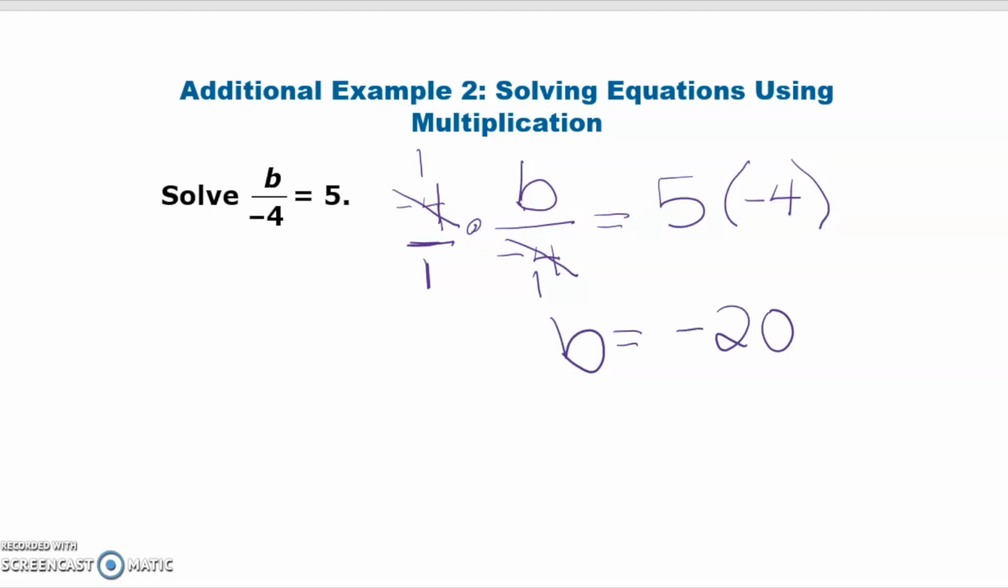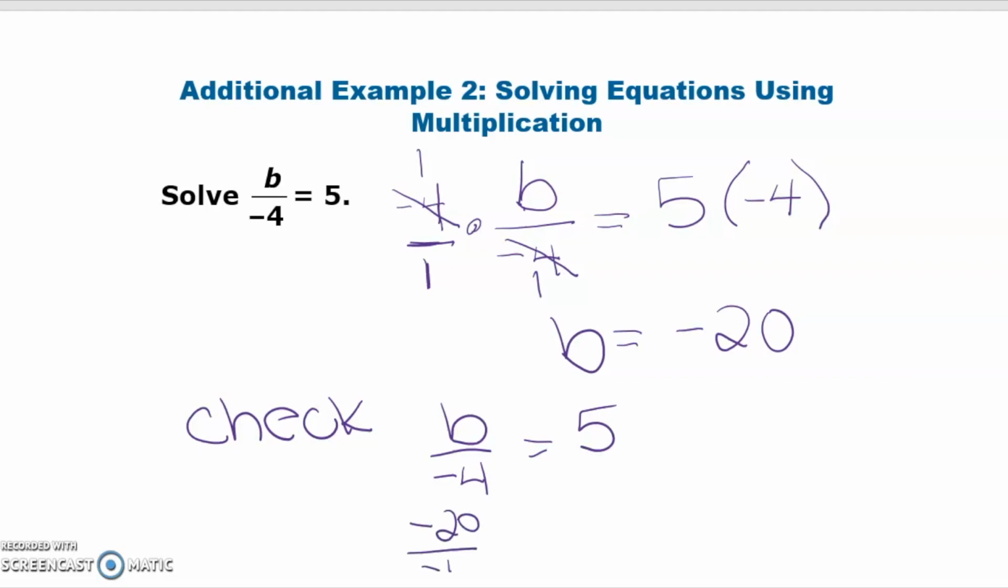Now on division especially, I mean, we always do our check, but division is the one where we tend to make a lot of mistakes. So I'm going to quickly over here do my check. My equation was b divided by negative 4 equals 5. So negative 20 divided by negative 4 equals positive 5. Again, I'm going to be tempted to stop there, but I'm going to stop and think. A negative divided by a negative is a positive 5. Those match, so I am definitely happy.